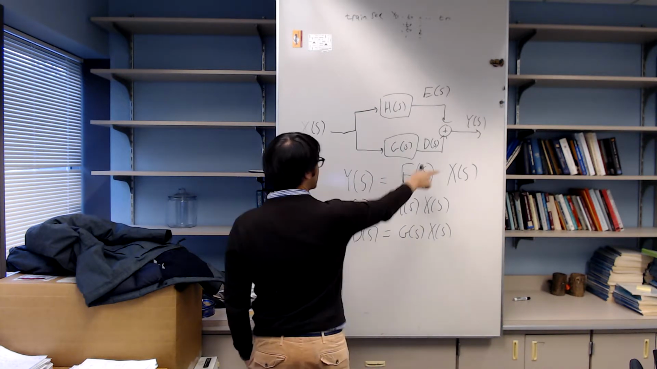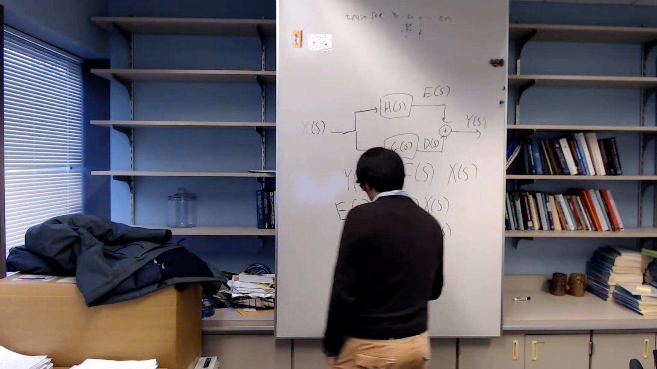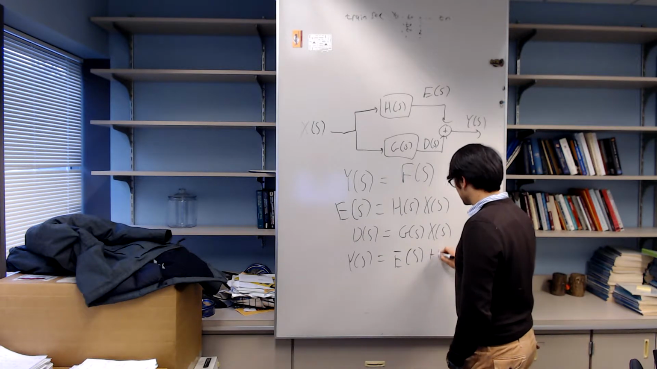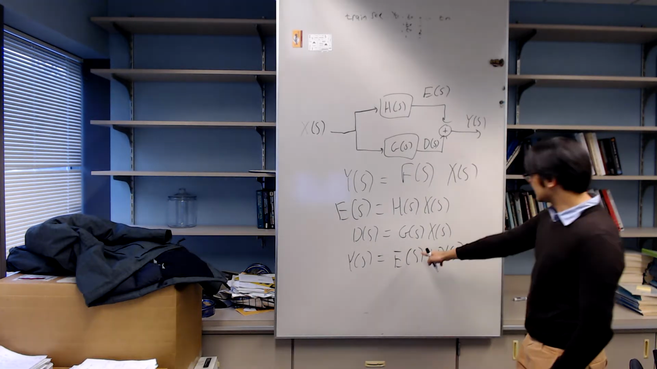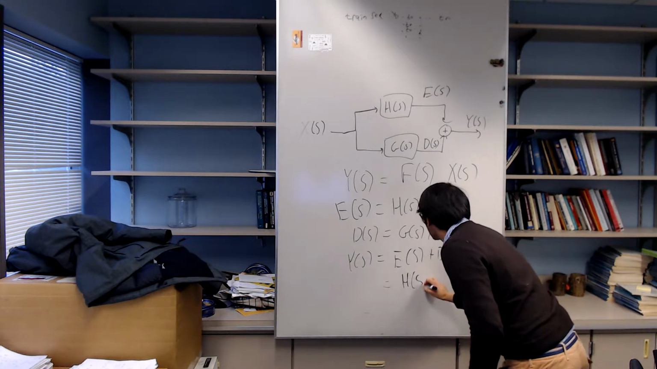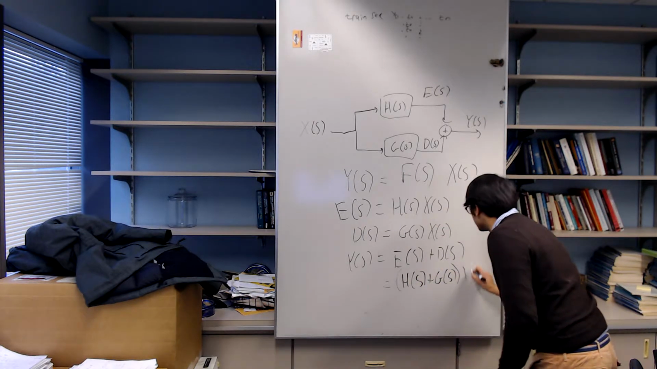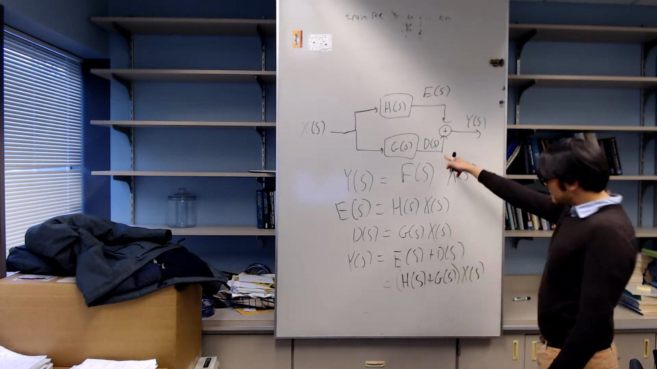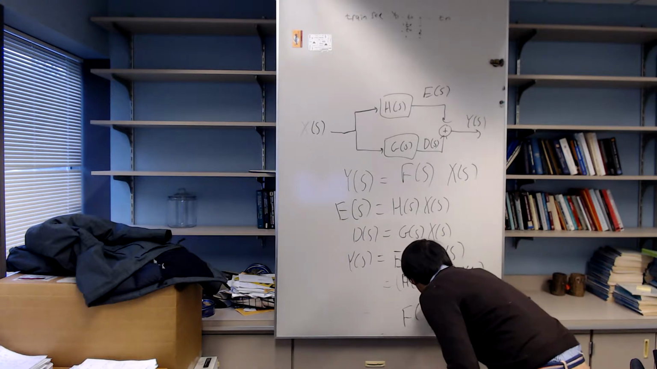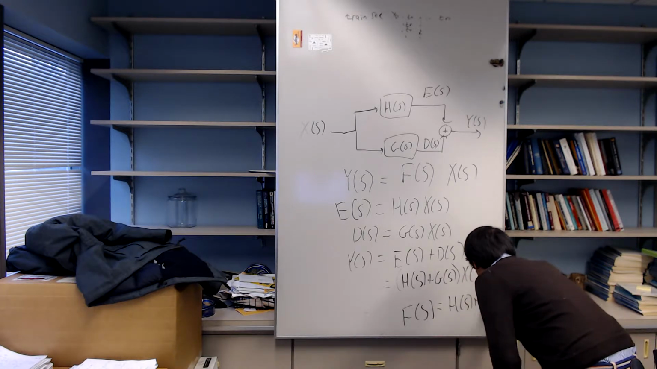And then the final thing that we have over here is that y of s is equal to E of s plus D of s. And if we put that together with just a little bit of algebra, we can see that this is actually h of s plus g of s all times x of s. So this must be that transfer function that we were looking for. F of s is equal to h of s plus g of s.